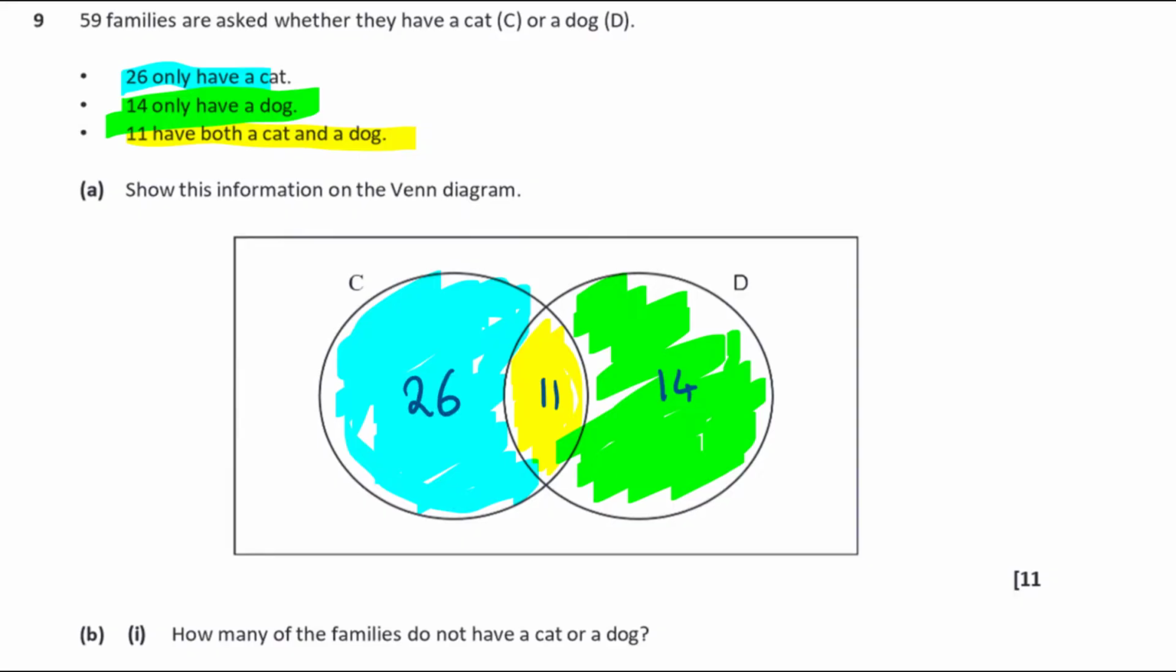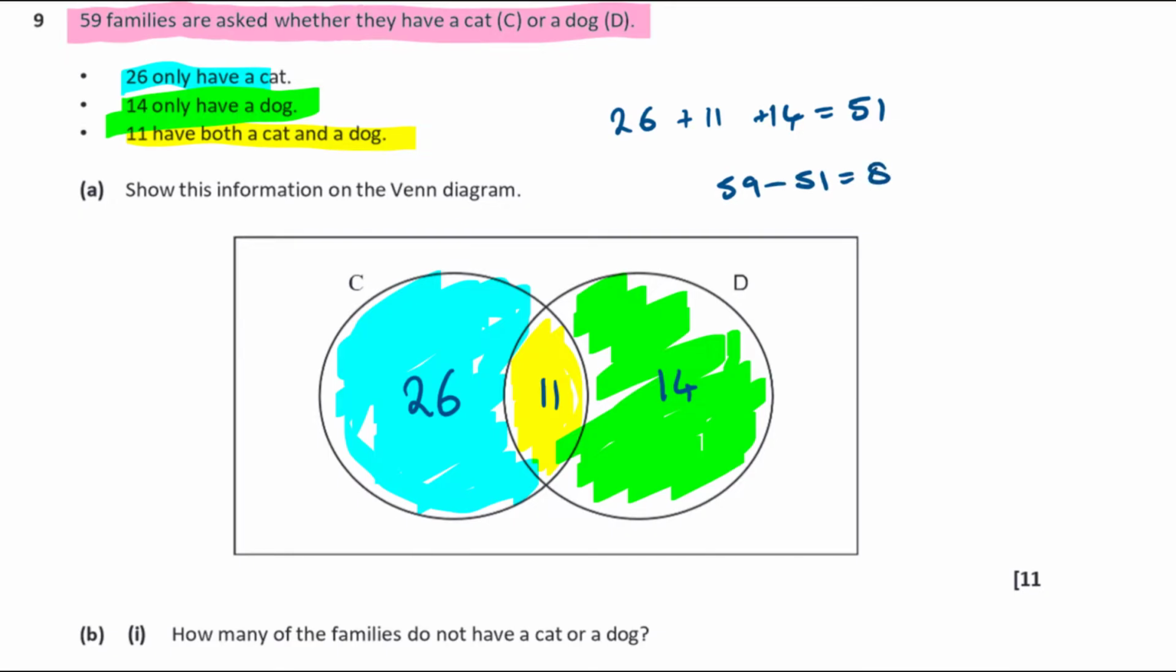Now the only other bit of information we've got is this bit up here. 59 families were asked whether they have a cat or a dog. Okay, now how many have we accounted for so far? We've got 26, 11 and 14. What does that add up to? 26 plus 11 plus 14 comes to 51. Okay, so 51 is not the same thing as 59. 59 subtract 51 leaves me with 8 people to put in.